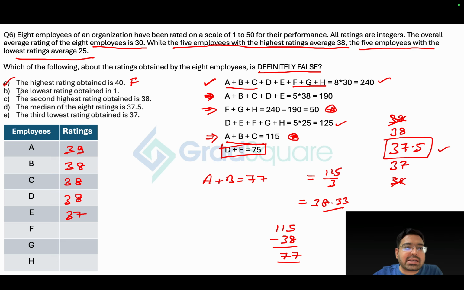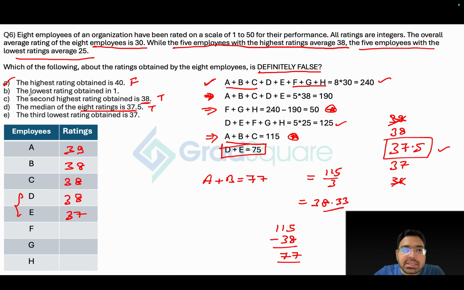But let's evaluate the other 4 options also, as to how you can say that these are not definitely false. Look at option C. The second highest rating obtained is 38. That is definitely true. What is the median rating of all of these 8 individuals? Median rating will depend upon the middle 2, which is D and E, and the average of 38 and 37 will be 37.5. That's true.